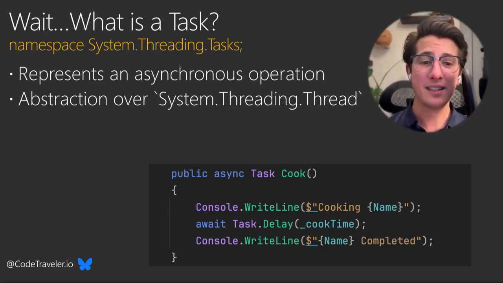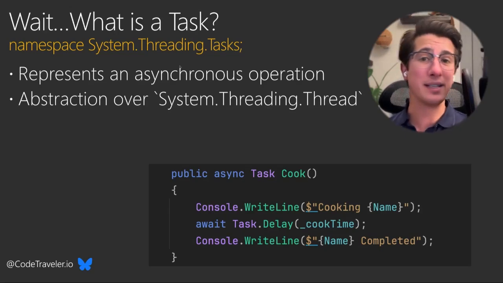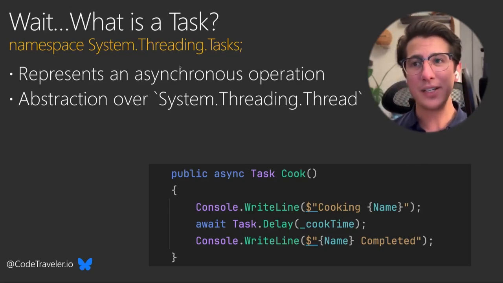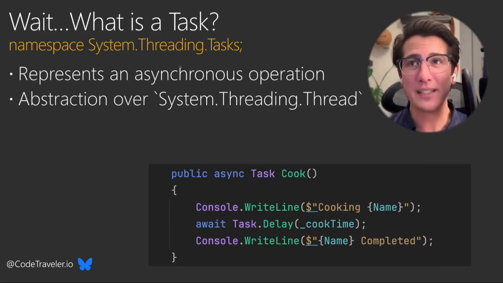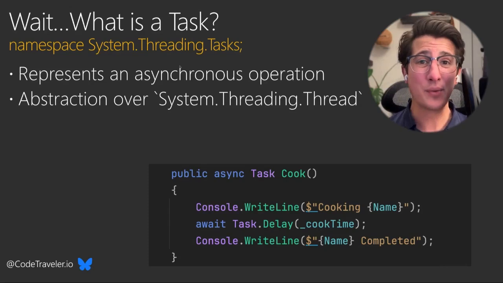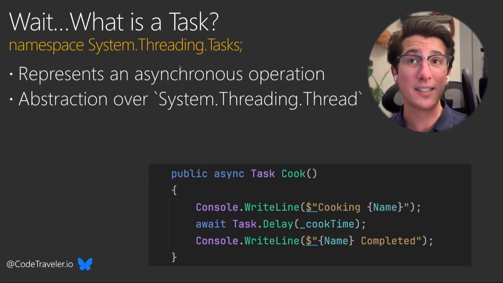What a task is essentially an abstraction over system.threading.thread, and it allows us to not really have to worry about threads, thread pool management, switching tasks back and forth between threads, because .NET handles that for us under the hood as long as we use task.